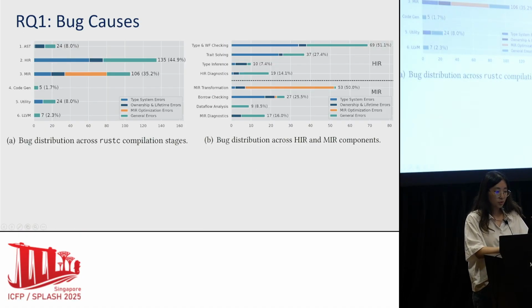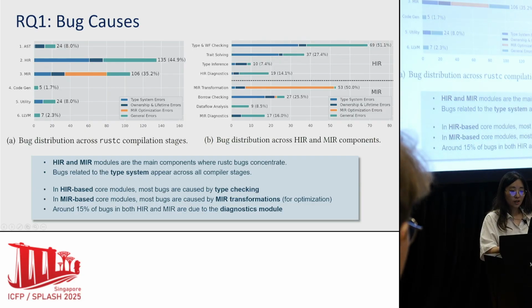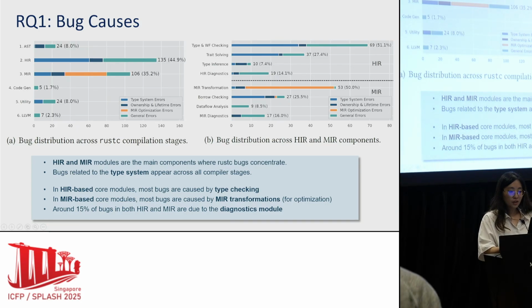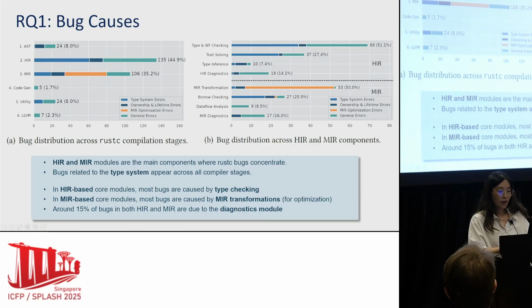Here we show the distribution of bugs across different modules of rustc. We notice that the bugs related to the type system are spread across almost all stages. From figure B, we can see that the majority of bugs in HIR are due to type checking. For the MIR-based core modules, most bugs are caused by MIR transformations during optimization. In both HIR and MIR, about 50% of bugs come from the diagnostic modules, which are responsible for generating error messages and suggestions for developers.